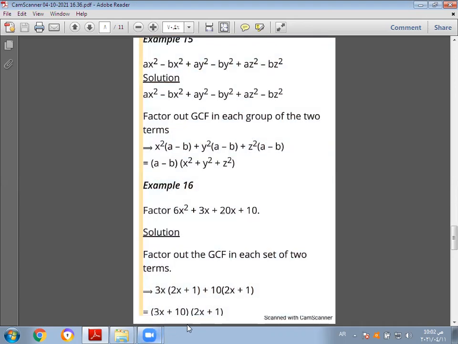We take 2x plus 1 as HCF and open a bracket. If we take 2x plus 1 from the first, we find the remainder 3x. If we take 2x plus 1 from the second, we find the remainder 10. So the factorization of 6x power 2 plus 3x plus 20x plus 10 will be (3x plus 10) multiplied by (x plus 1).